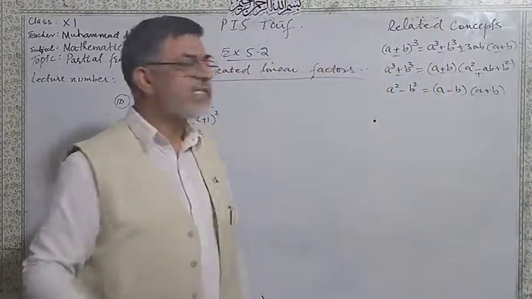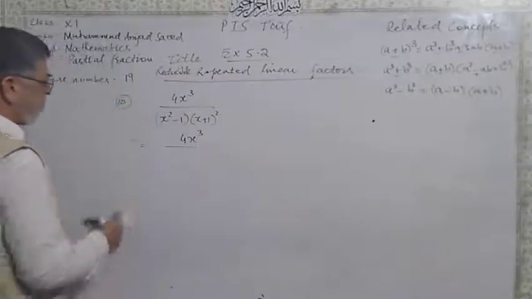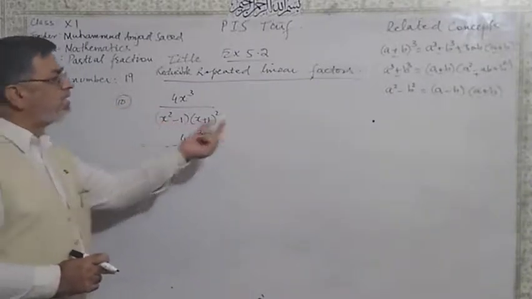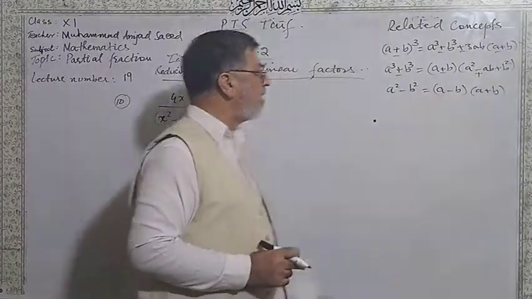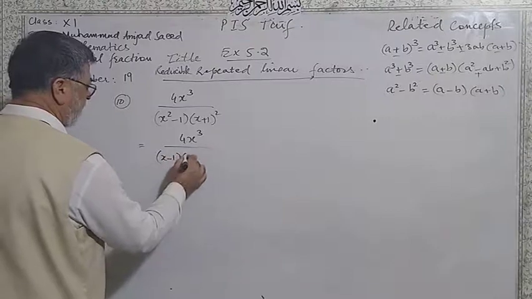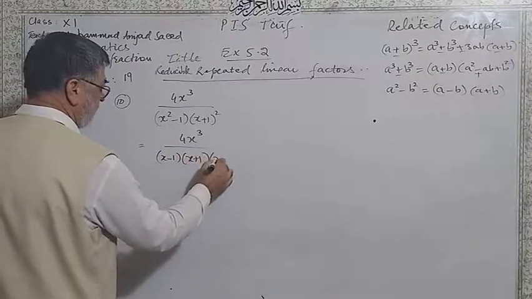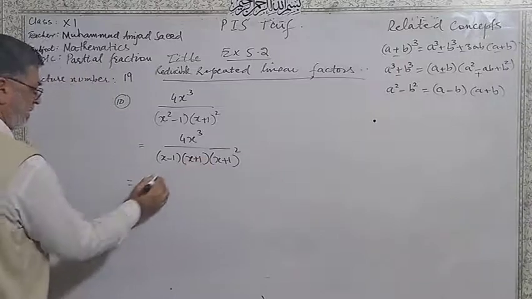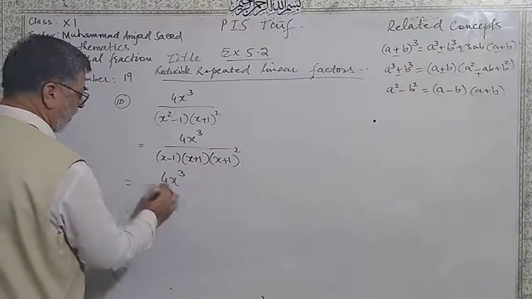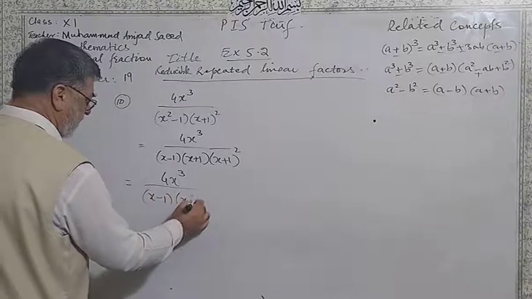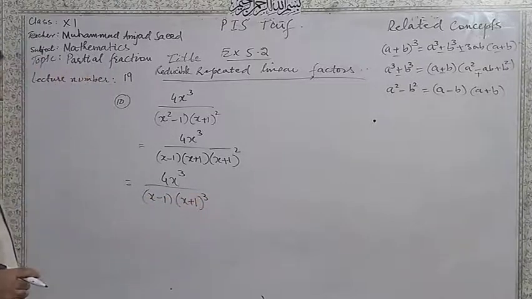We can safely start our question by applying this formula, x square minus 1, the last formula. You can check, this may be written as (x minus 1) into (x plus 1) into (x plus 1) whole square. And you can write down 4x cube over (x minus 1) into (x plus 1) whole cube.